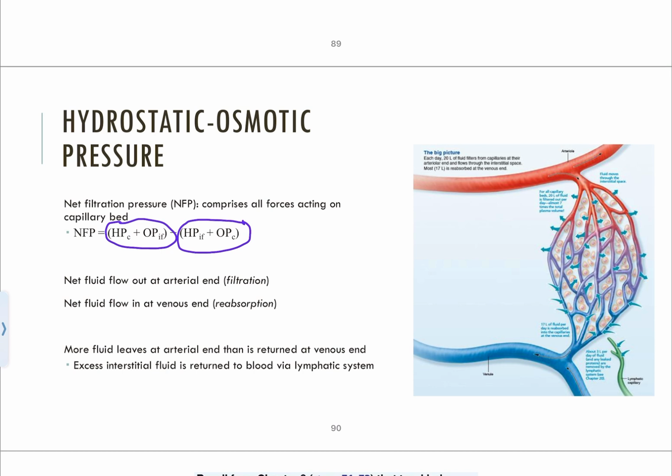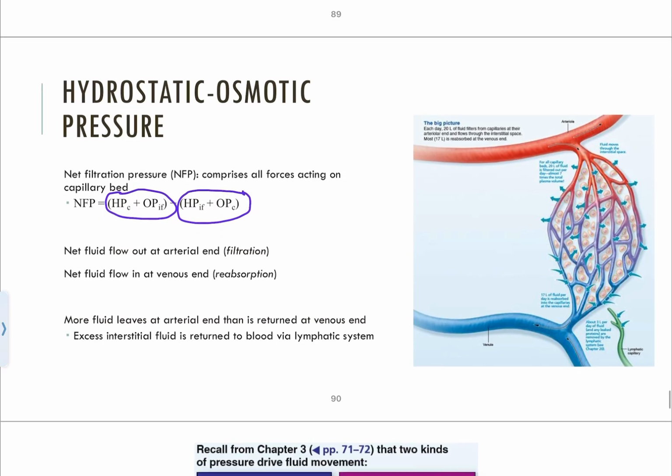So net fluid flow at the arterial end we refer to as filtration. The net fluid flow at the venous end is what we refer to as reabsorption. So more fluid leaves at the arterial end than we actually return at the venous end. And where did the difference go? It went to our lymphatic system.